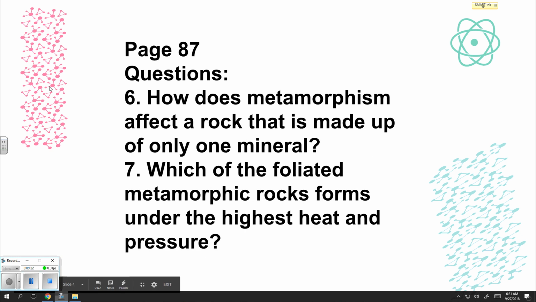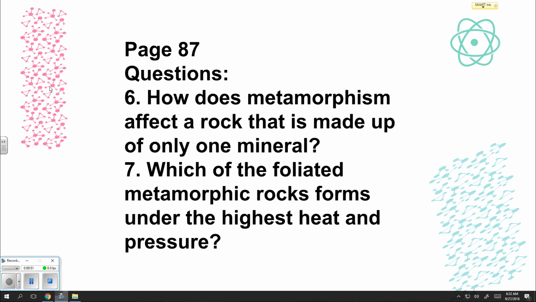Page 87. Questions. How does metamorphism affect a rock that is made up of only one mineral? Which of the foliated metamorphic rocks forms under the highest heat and pressure? Non-foliated metamorphic rock. Some kinds of metamorphic rock do not show foliation.